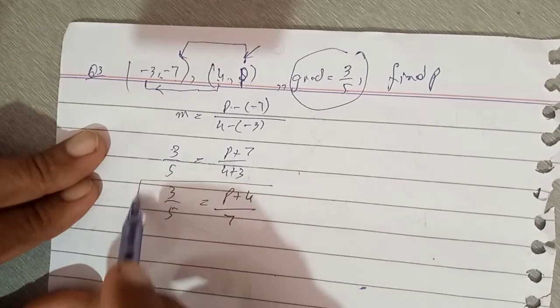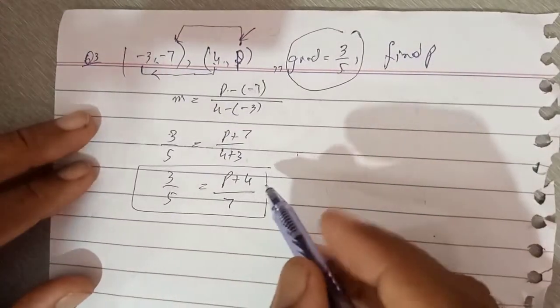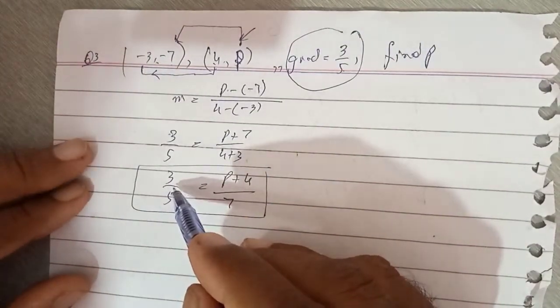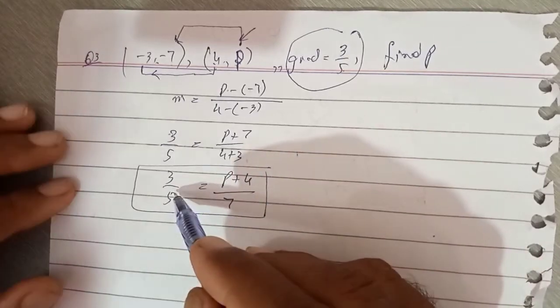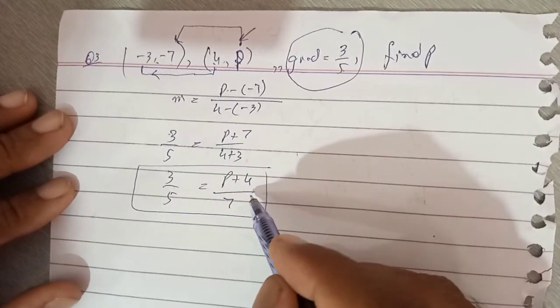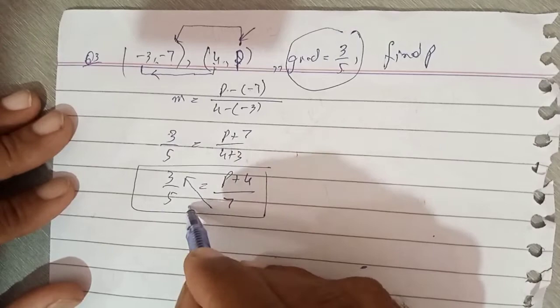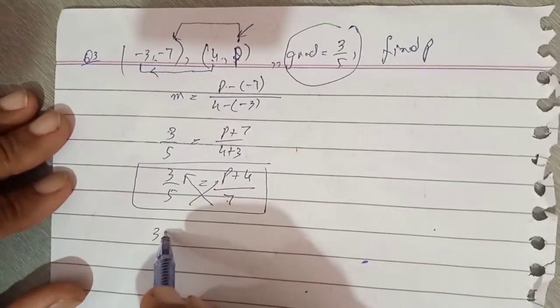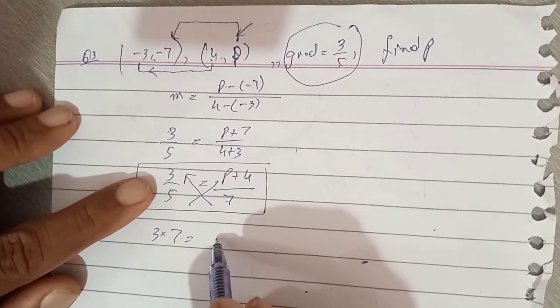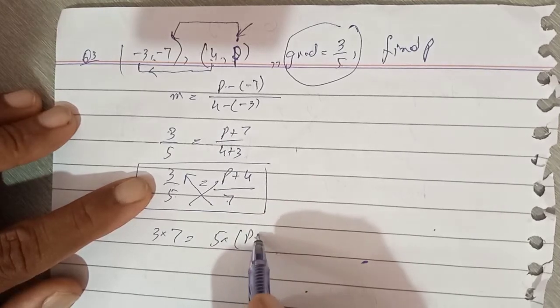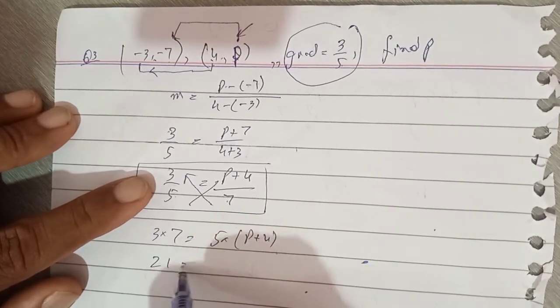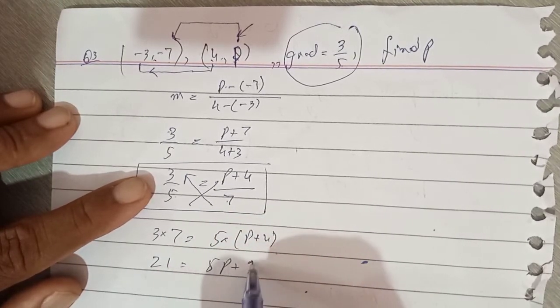Now we get this equation. This is the right hand side which is a fraction. This is the left hand side which is a fraction. We do cross multiplication. 7 will be multiplied by 3 and 5 will be multiplied by p plus 4. 7 3s are 21, 5p plus 5 4s are 20.